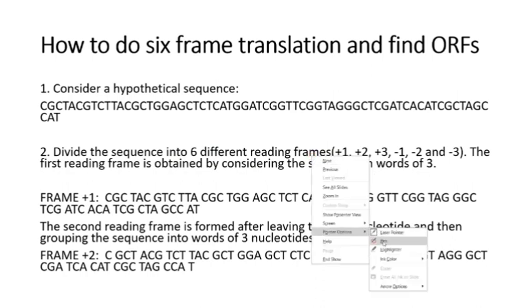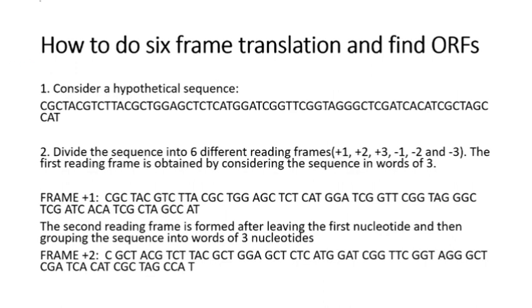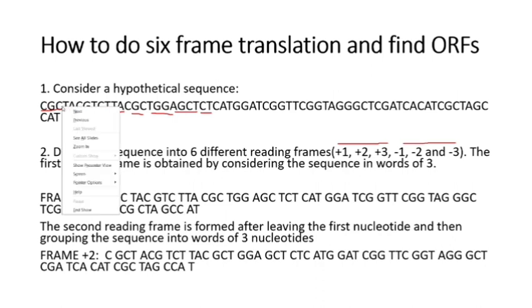So they first go with six different reading frames, and these reading frames are designated as +1, +2, +3, -1, -2, and -3. Just follow me, then only you will understand. The +1 starts from the first nucleotide: CGC is one codon, TAC, GTC, TTA, CGC, like that the codons are found. It will start from the first nucleotide.